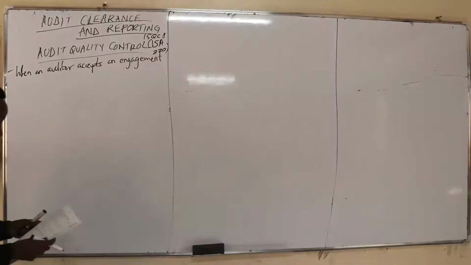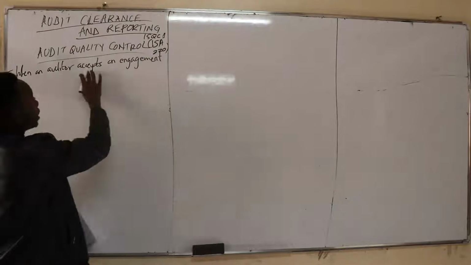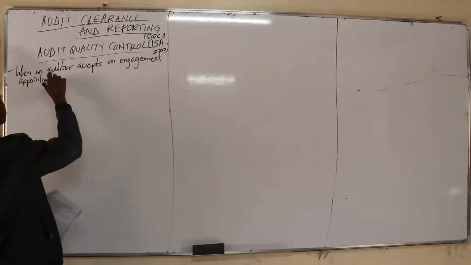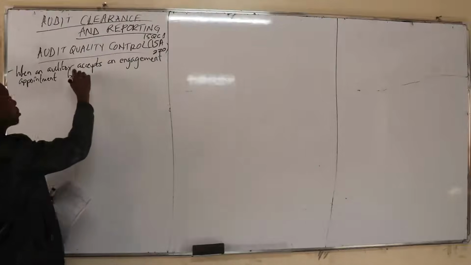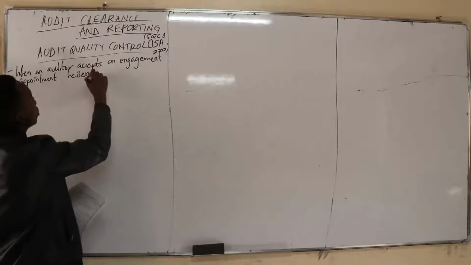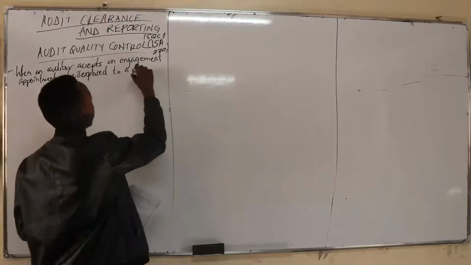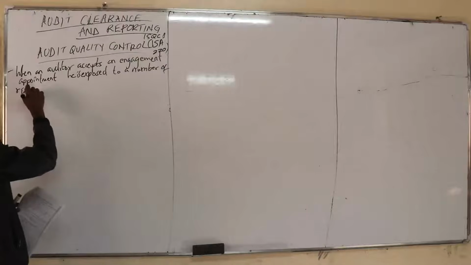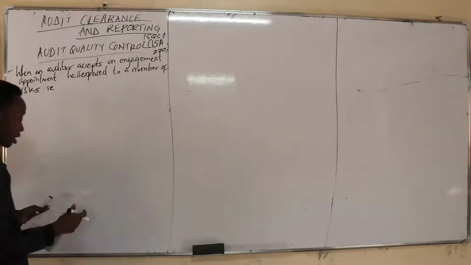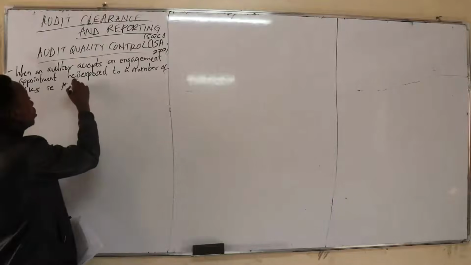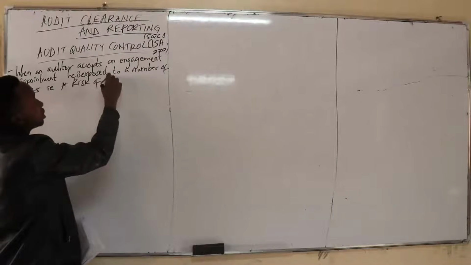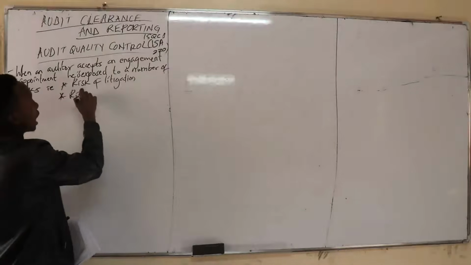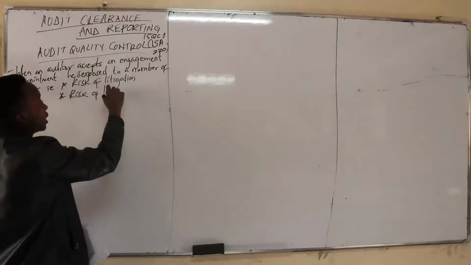So when he accepts an engagement or appointment, he faces certain risks. So he is exposed to a number of risks. And one of these risks include, for example, the risk of litigation, what I've told you, risk of being sued, also risk of an inappropriate opinion, of arriving at an inappropriate opinion.